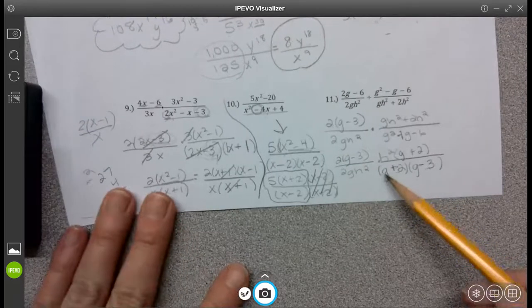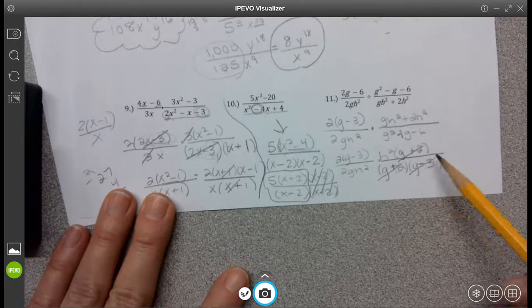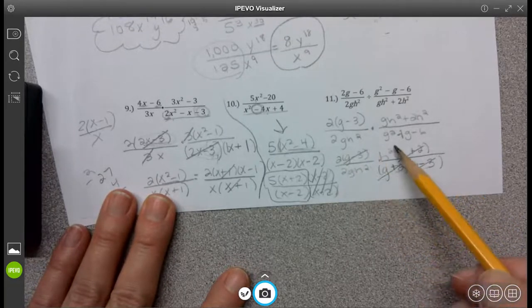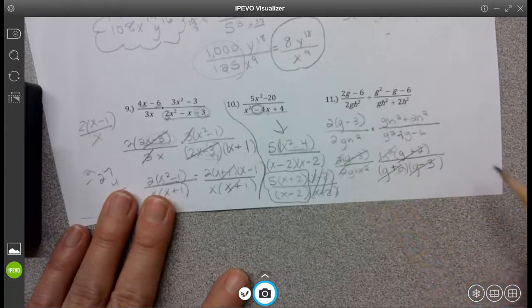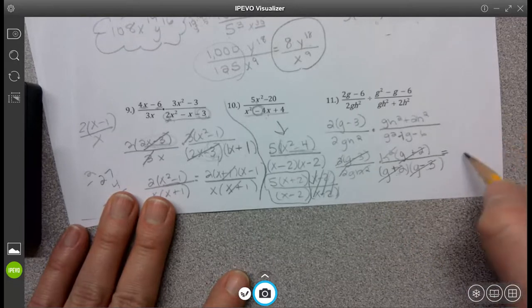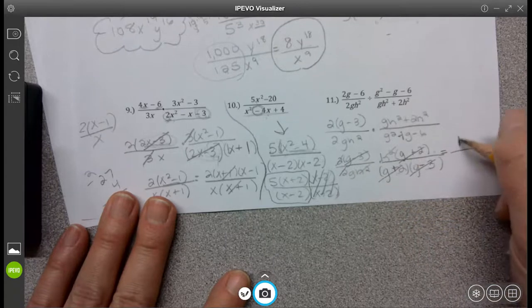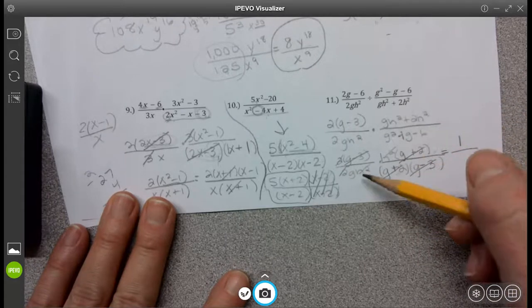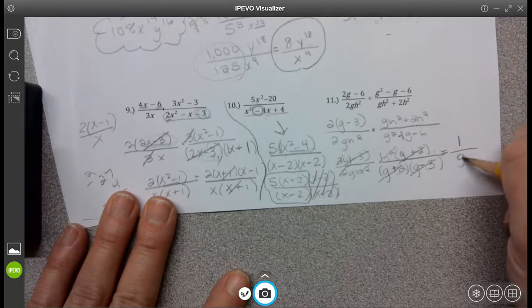Now, the g plus 2's are going to cancel. The g minus 3's are going to cancel. The h squareds are going to cancel. The 2's, I shouldn't say cancel. It's horrible when you say that. They don't cancel. They turn to a 1. They simplify to a 1. There's nothing on top here. So it's 1. That's why I said it doesn't cancel. And g's on the bottom. 1 over g.